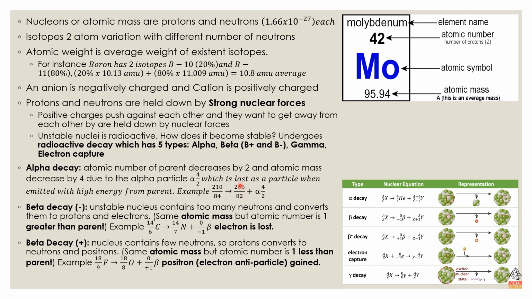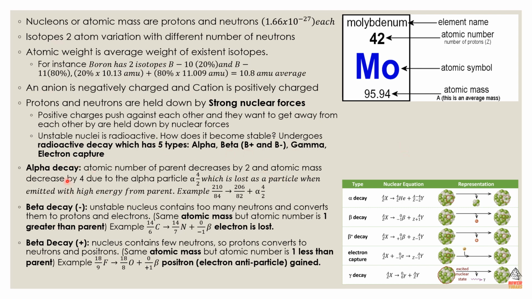There are also unstable nuclei, and an unstable nucleus is radioactive. So how does it become stable? It undergoes a radioactive decay to become stable. There are five types of radioactive decay that we'll be speaking about today. There's alpha, there is beta, beta plus, and beta negative. There is gamma and electron capture.